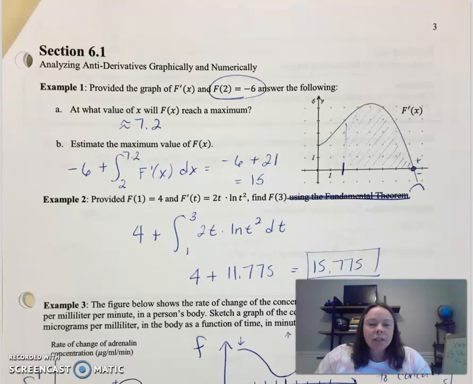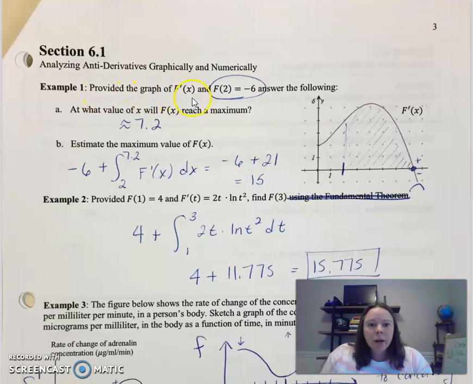Hello, this is section 6.1 for Calc survey, and we're going to continue the discussion we had been having in chapter 5 before we dive into the chapter 6 content. So this is a good little review section for us. We're going to analyze antiderivatives graphically and numerically.